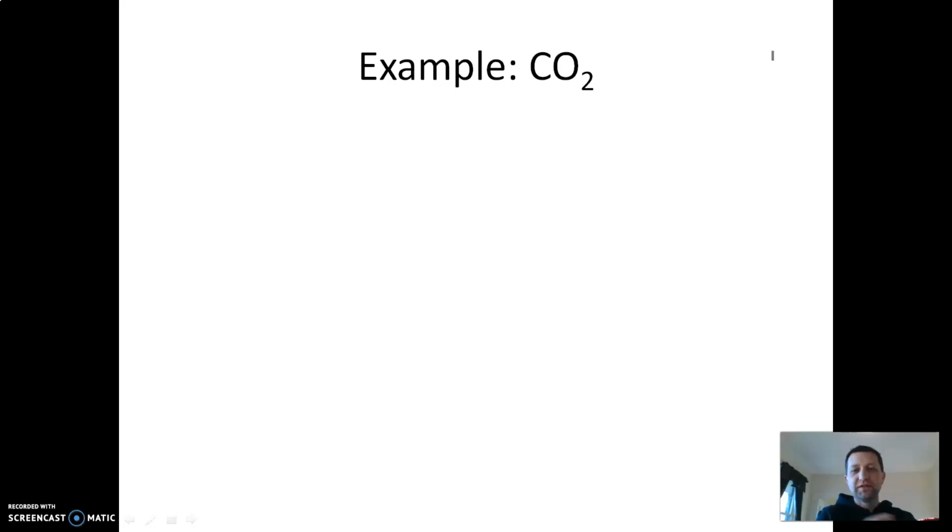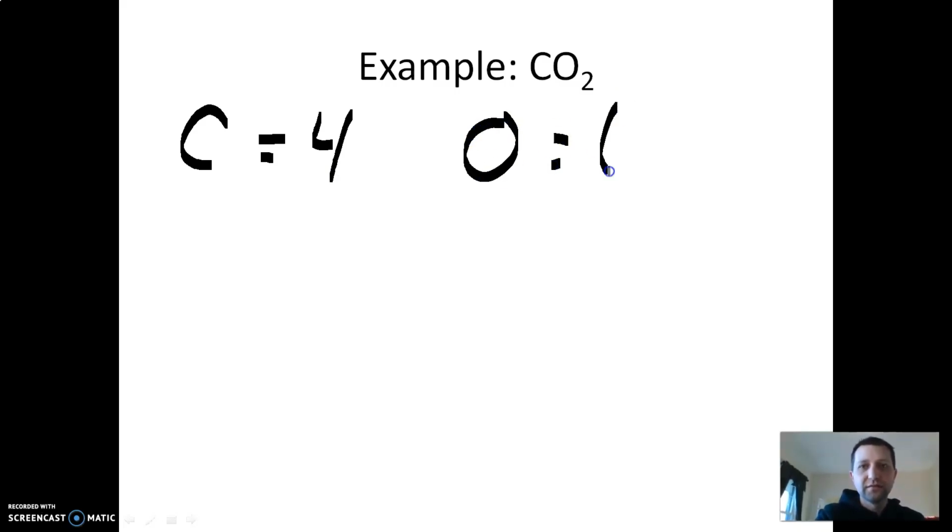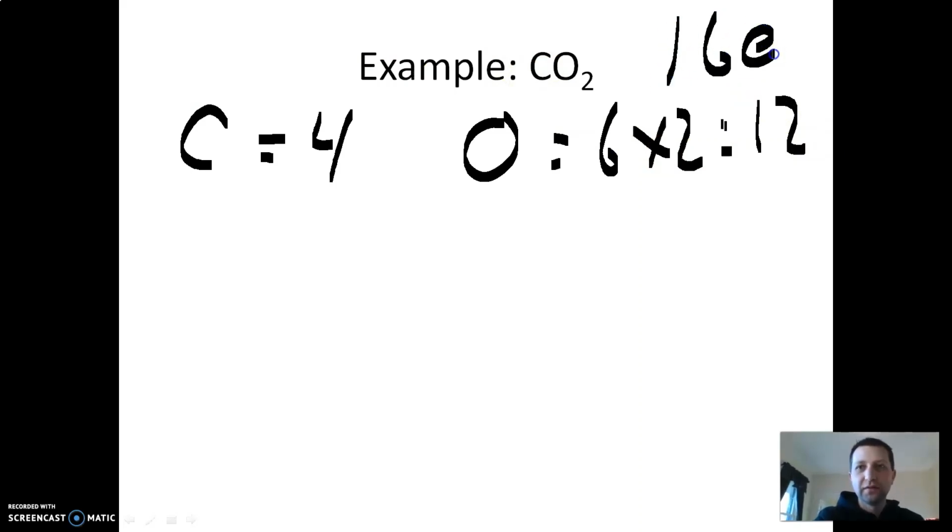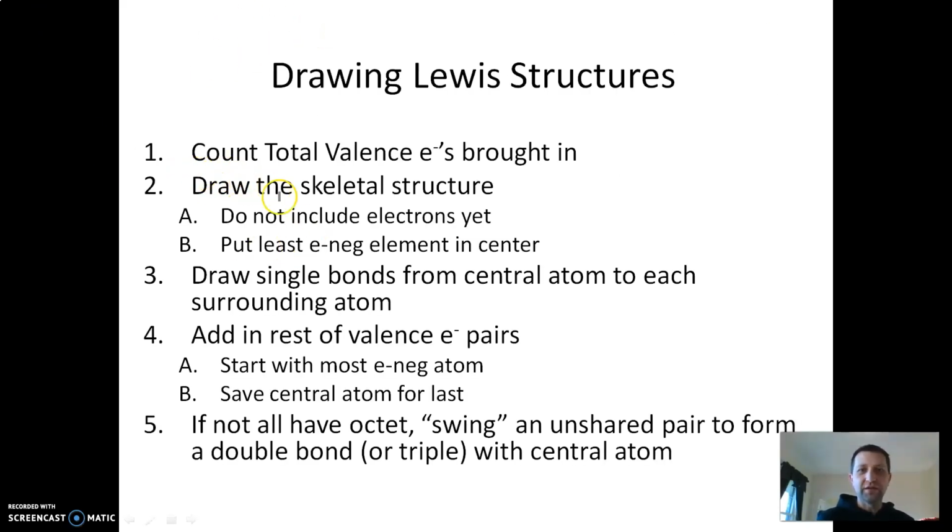So first thing I do is look at carbon. Carbon has 4 valence electrons. Then I look at oxygen, and oxygen has 6. But there's 2 oxygens in there because it's CO2, so I have to double it to give me 12. So I have a total of 16 valence electrons here.